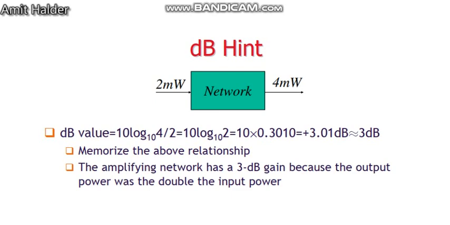To memorize the above relationship, the amplifying network has a 3 decibel gain. So it is a network that has a gain of 3 decibels. It is an amplifying network because the output power was double the input power. So when you get the 3 decibel shift or 3 decibel power, it indicates double power in this network, or it will be amplifying with double power.